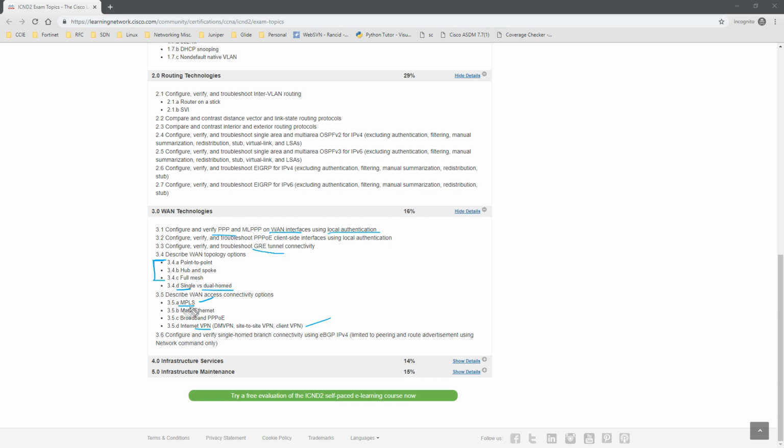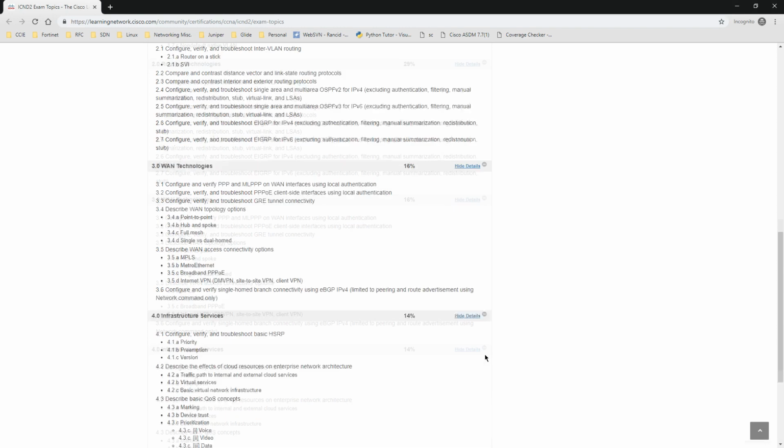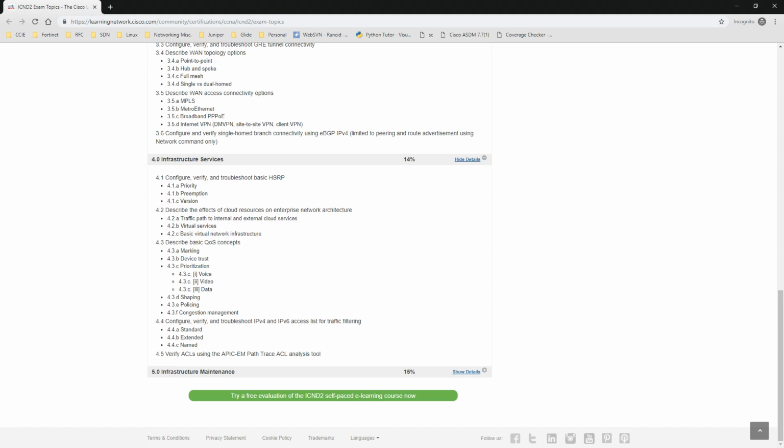Most of these technologies, like MPLS, DMVPN, VPN in general, and GRE, are all considered tunnel connectivity. But we'll go into why they differ and why that's important to understand, and why tunnels are now heavily used throughout. And then we're going to move on to infrastructure services.